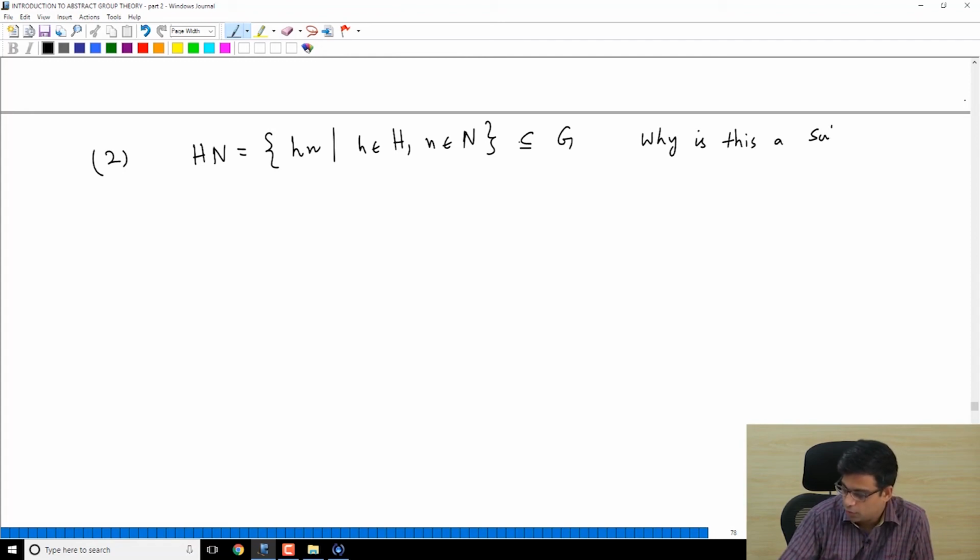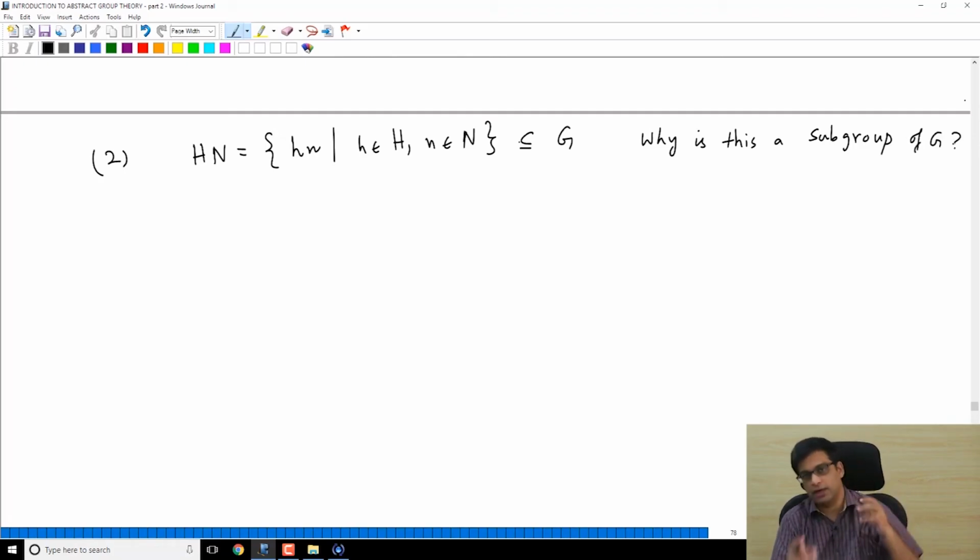a subgroup of G? So it's important to note here that if you take two subsets, their product is certainly not in general a subgroup. In fact, even if you take two subgroups, their product is in general not a subgroup. However, if one of them happens to be normal, it is a subgroup.